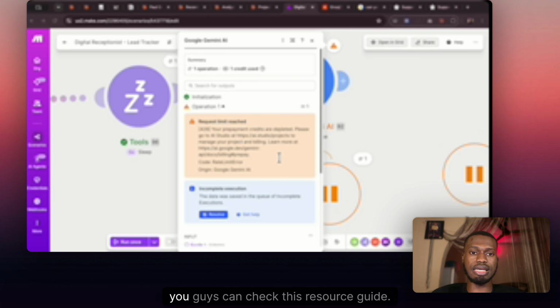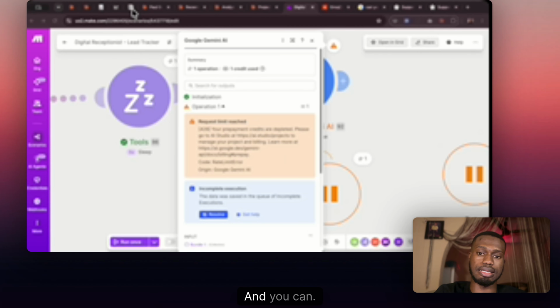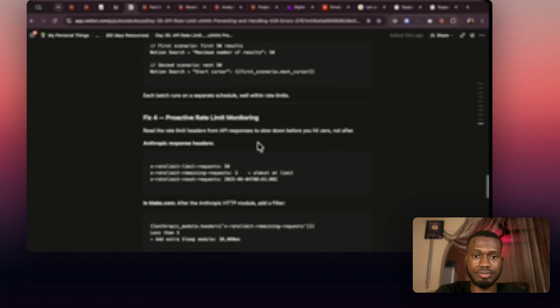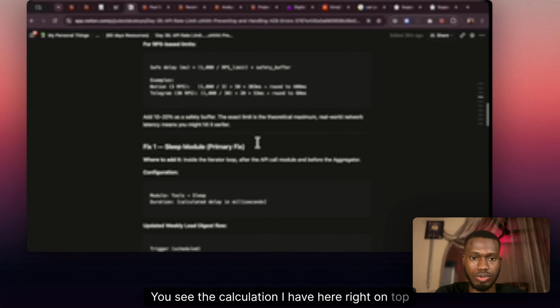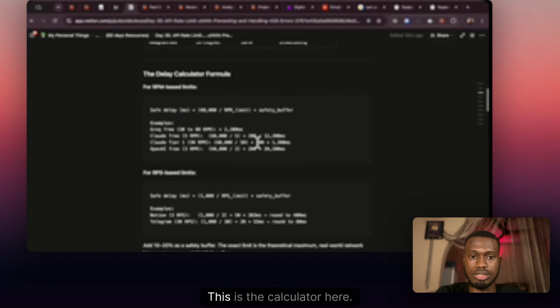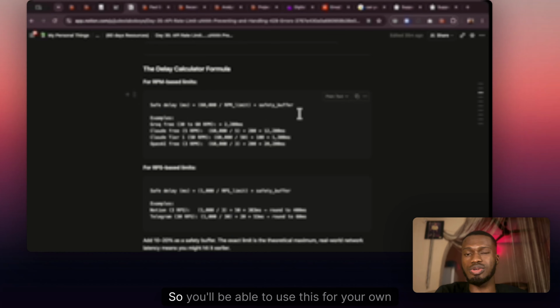So yeah, you guys can check this resource guide, and you also see the calculation, every single thing I did here. You see the calculation that I have right on top here. Yes, this is the calculator here, so you'll be able to use this for your own scenarios as well.